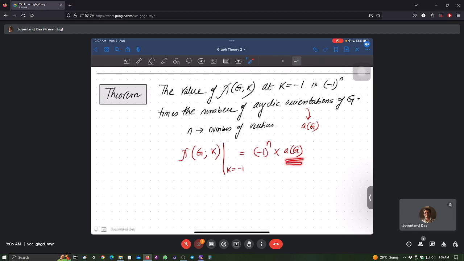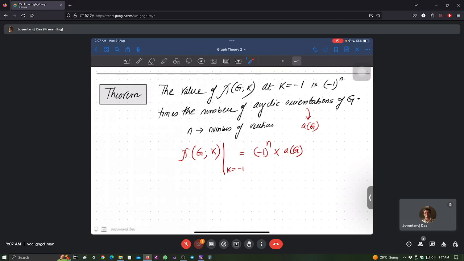This term is always greater than or equal to 0. This one is also always greater than or equal to 0. This is not negative. So if n is even, then this will come positive and this is also positive. And if n is odd, this is negative, this will also come negative. Got it. That's why this adjustment is there.